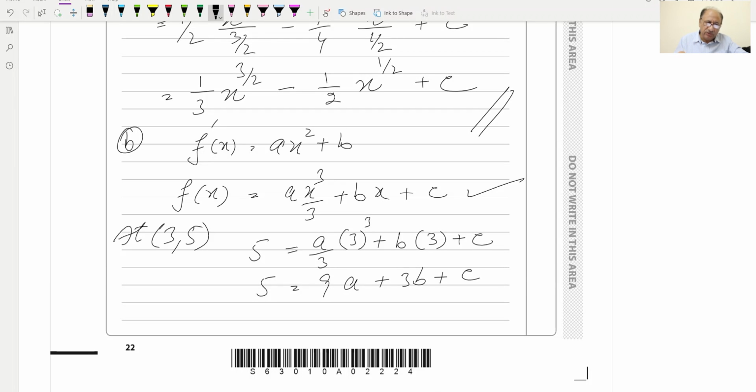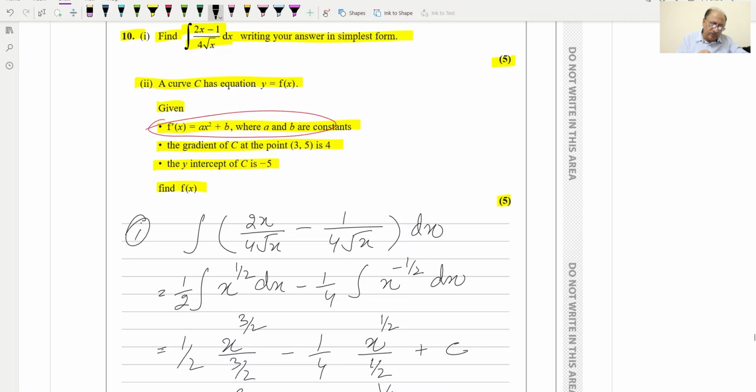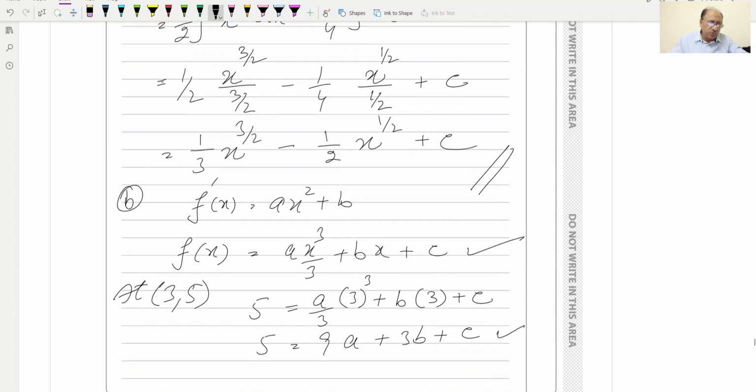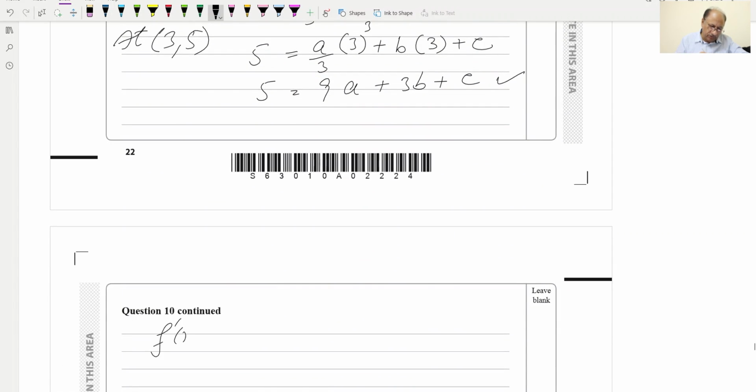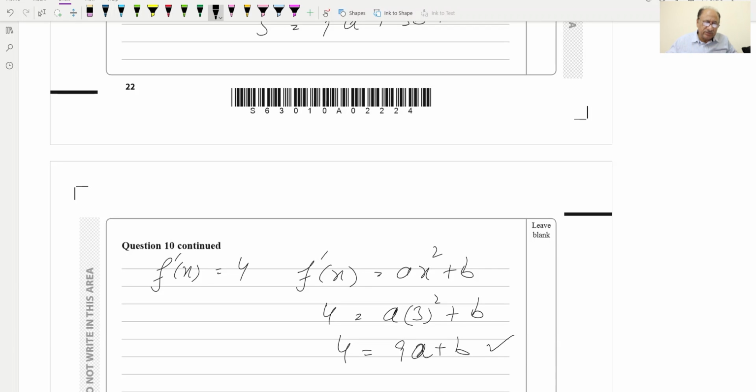So we got this equation. And they have provided us that the gradient f dash of x at point (3, 5) is 4. So we can write f dash of x is equal to 4, and f dash of x is ax square plus b. So this will be 4 is equal to a, and x value will be 3 squared, plus b. So our equation will become 4 is equal to 9a plus b. This will be our second equation.